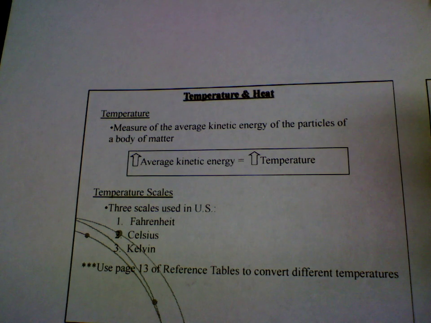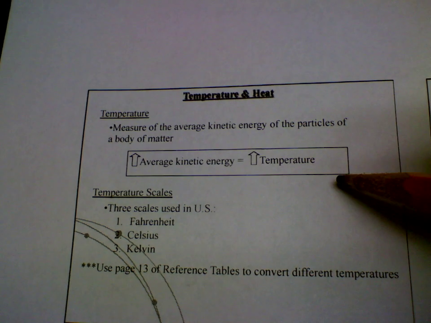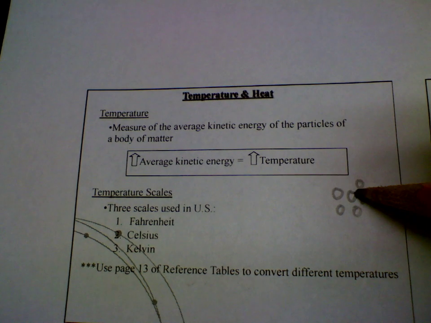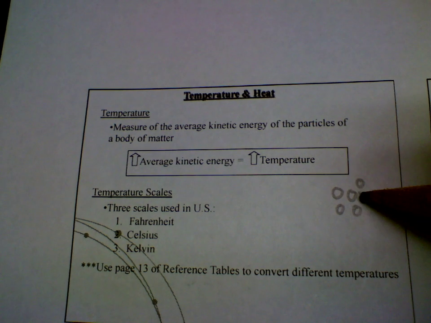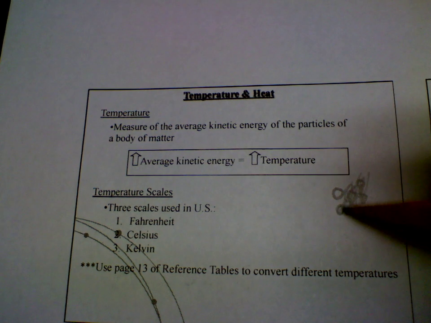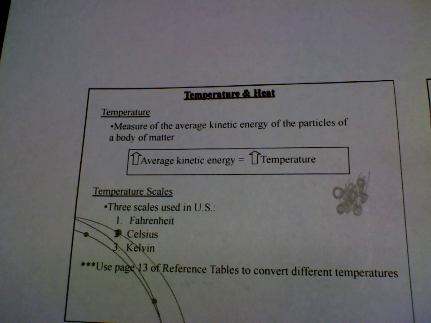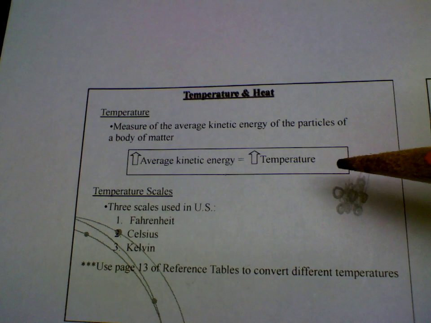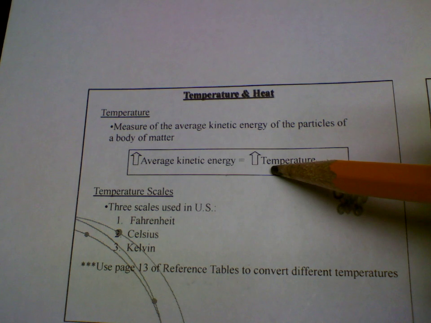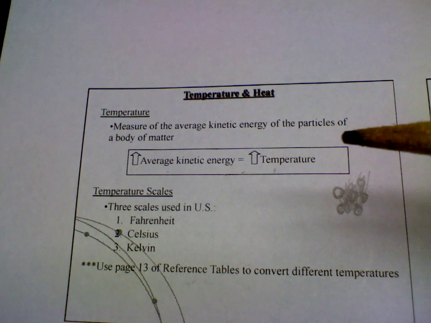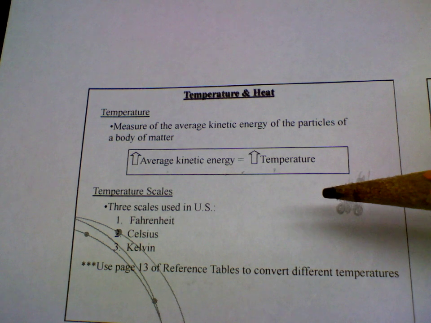So here's the way you should think about it. I'll just make a little diagram down here. Think of all the molecules in the air, and they're moving around, moving around, moving around. And the faster they move, the more they start to collide. And the more they collide, the more friction, and the more friction, the more heat. And that's the relationship we have here. So the greater the average kinetic energy or motion of particles, that makes a higher temperature, which is a direct relationship. So that kind of explains what temperature is.